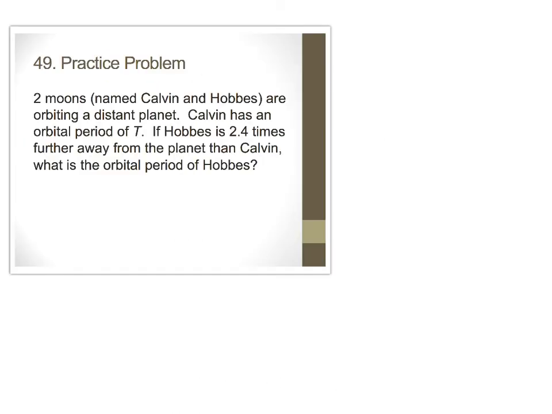All right, one last practice problem here with Kepler's laws. And so we're looking at a fictional planet here that has 2 moons named Calvin and Hobbes orbiting it. Calvin has an orbital period of t, and we know that Hobbes is 2.4 times further away than Calvin. We want to find the orbital period of Hobbes. So for this one, this is a great one to use our comparison equation here because we don't know anything about the central object, but we do have information about 2 objects orbiting the same thing.